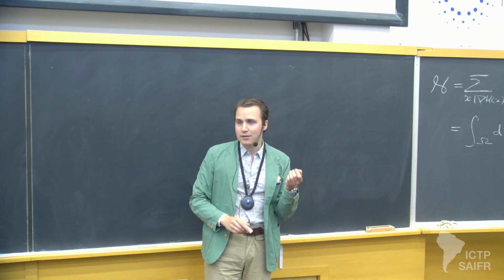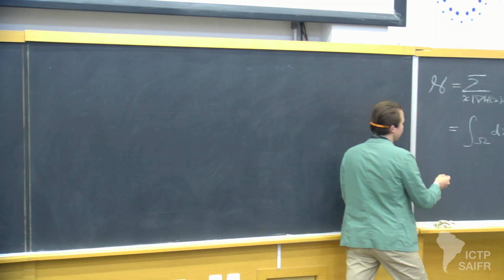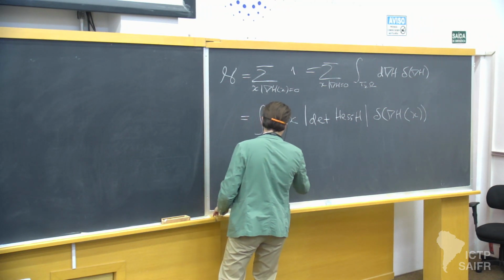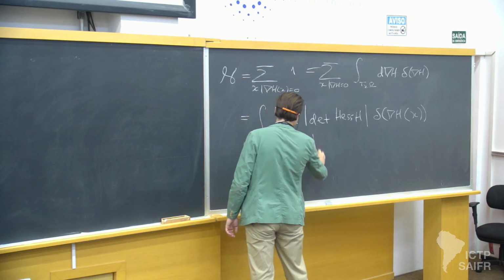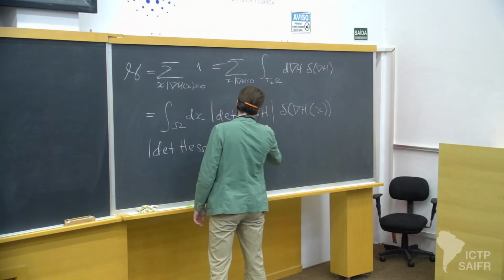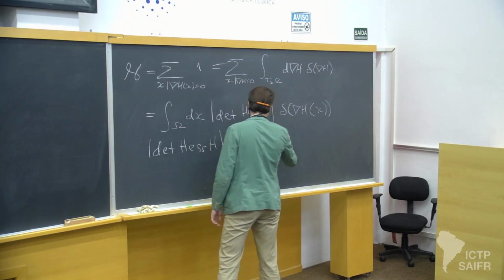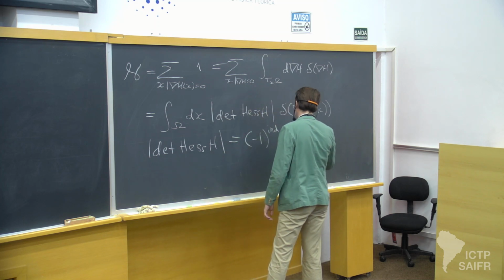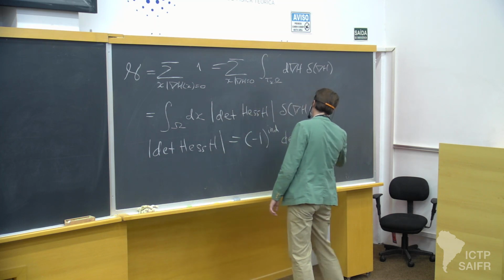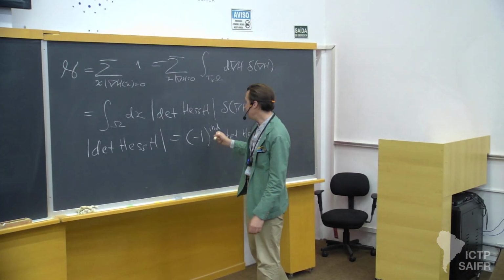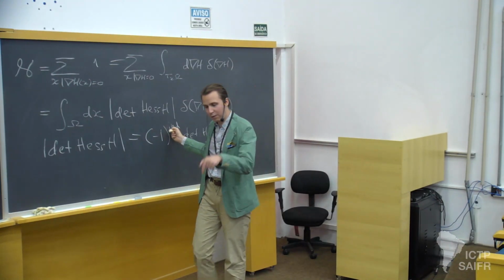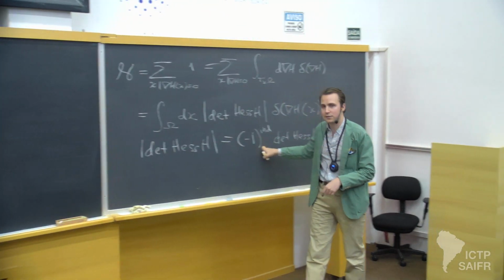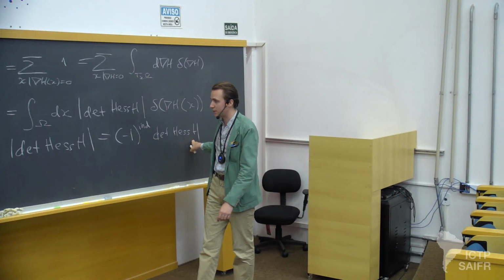Whereas here, the sign of the determinant of the Hessian is given by -1 to the index of the stationary point times the determinant of the Hessian, right? It's the product of our eigenvalues. The index of a stationary point is the number of downward directions, the number of negative eigenvalues, so we get -1 to the index times just the value without absolute value signs.